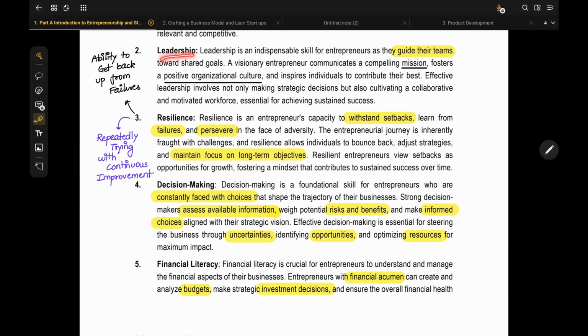Next is leadership. He should be a leader, guiding his teams. He should give the vision, mission, goals, and objectives to the company. He should have a positive organizational culture. Those should be the leadership qualities of an entrepreneur.